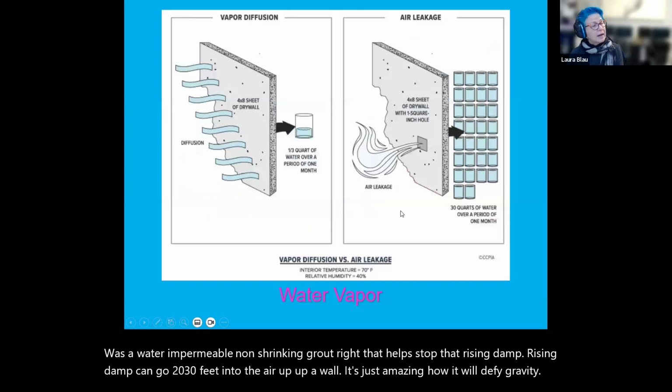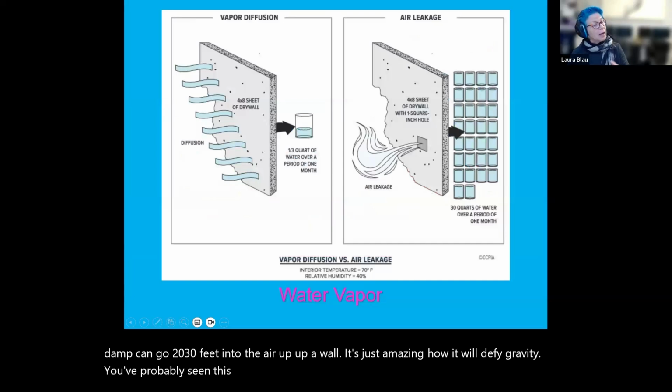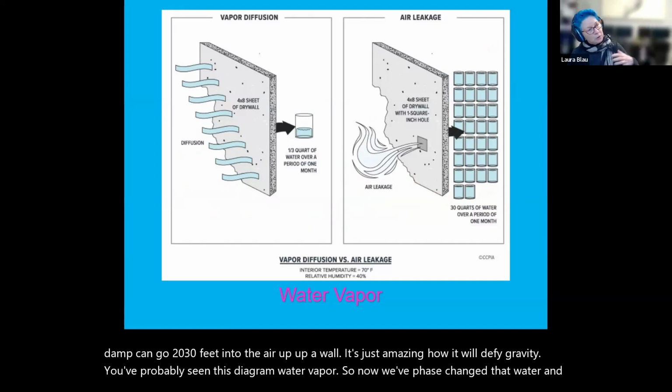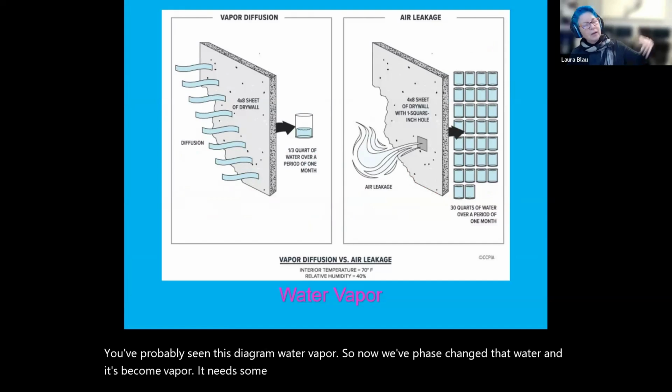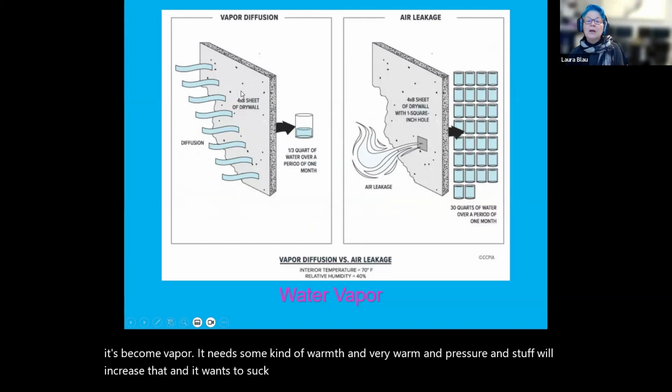You've probably seen this diagram, water vapor. So now we've phase changed that water and it's become vapor. It needs some kind of warmth, and warmth and pressure and stuff will increase that. And it wants to suck into your building. Now it can go through different kinds of materials, but if you have a hole, it goes through much faster.